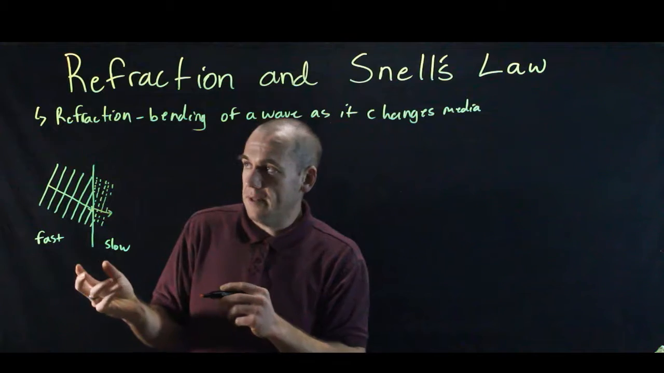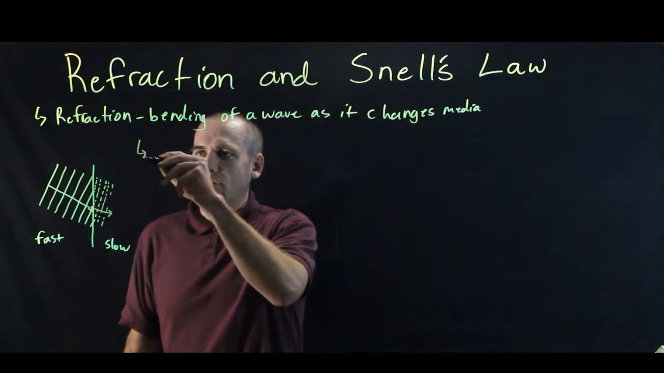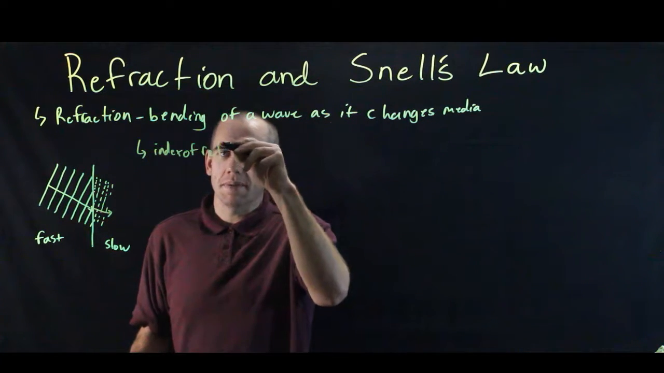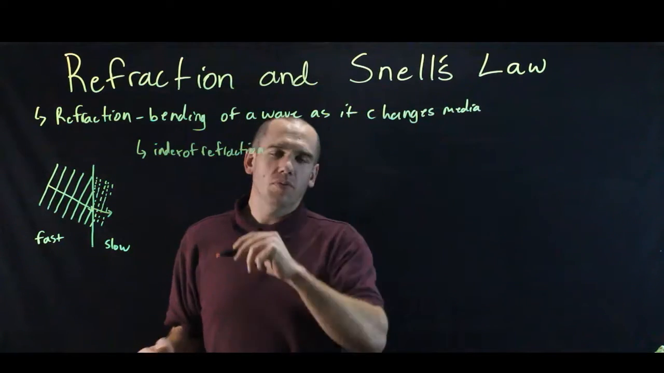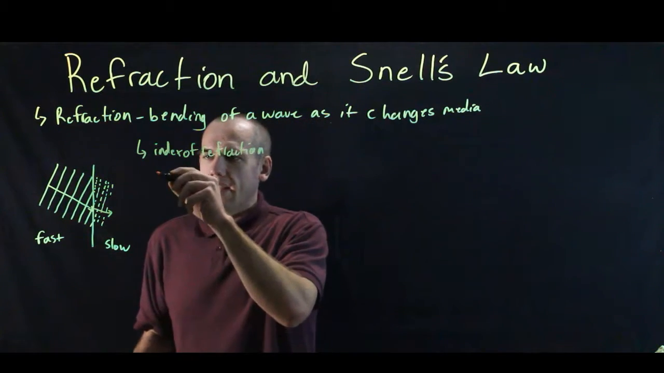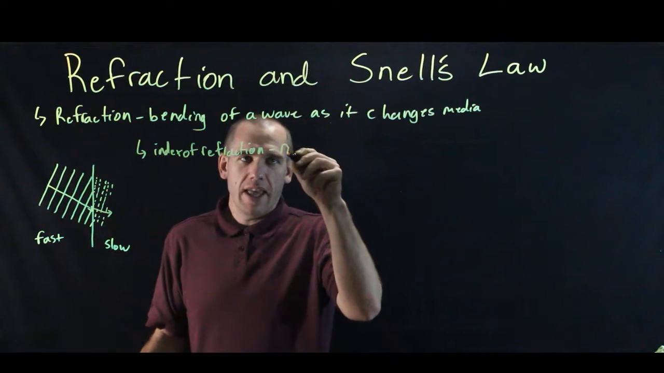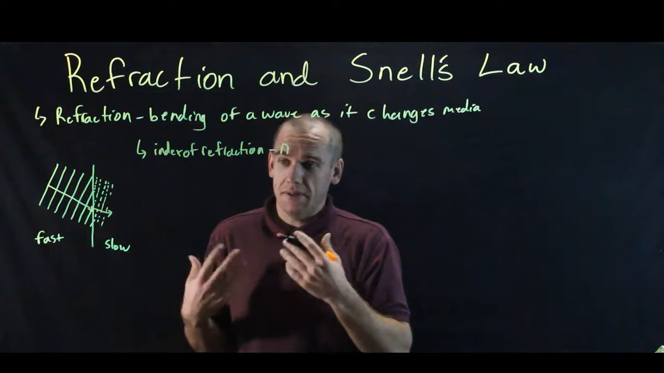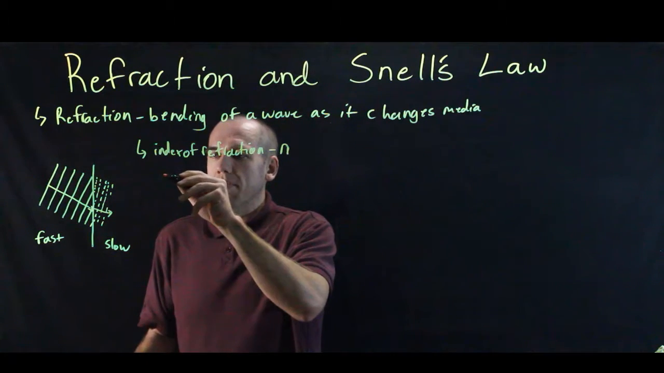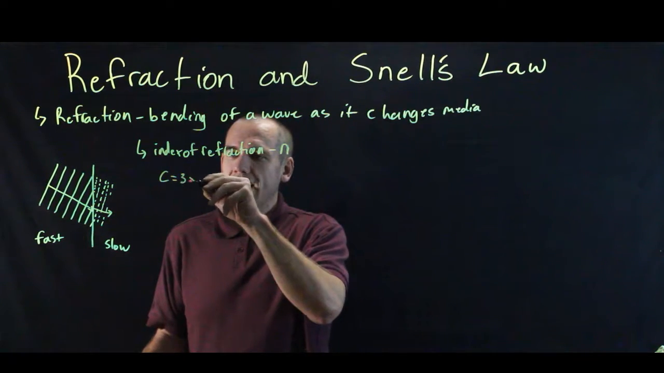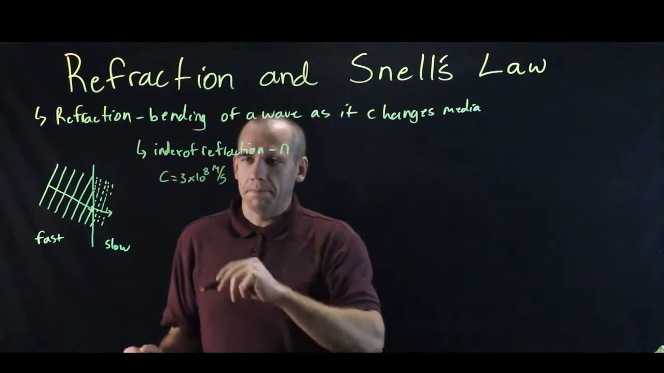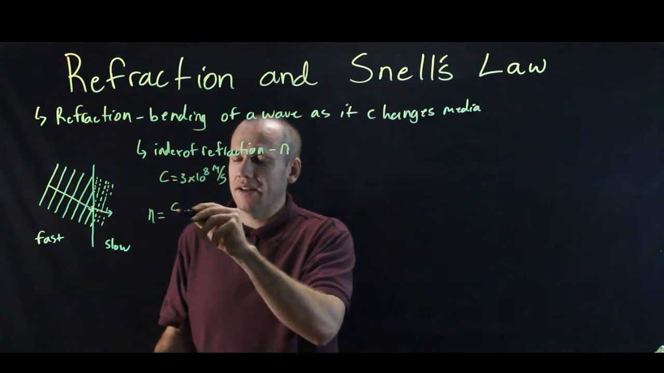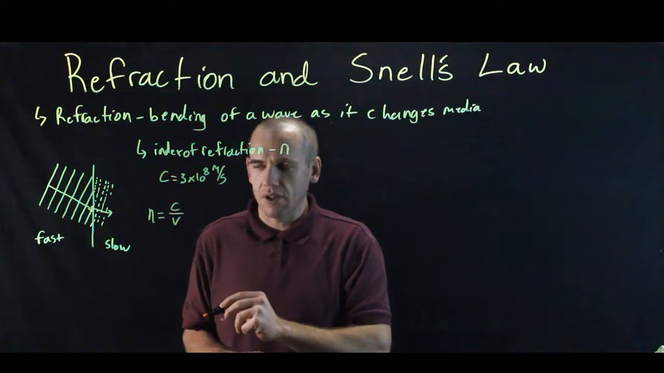It comes from this change in speed, which leads us to this idea of index of refraction. Index of refraction tells us a ratio of speeds. The fastest a light wave can move is the speed of light. The index of refraction is given the symbol n, and it tells me the ratio of the speed of light in the material compared to the speed of light in a vacuum. The speed of light in a vacuum is c, and c equals 3 times 10 to the 8th meters per second, 300 million meters per second. Now the index of refraction is equal to the speed of light in a vacuum divided by the speed of light in a material.